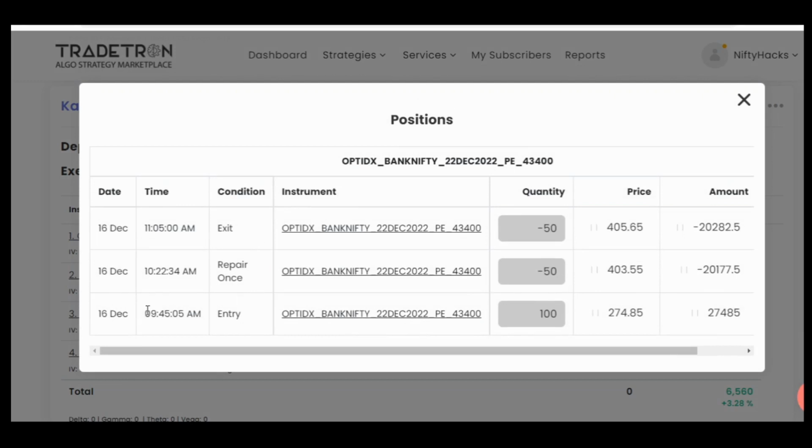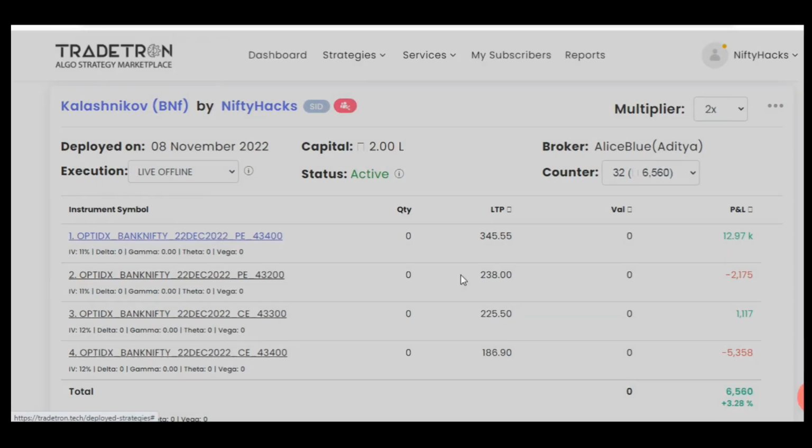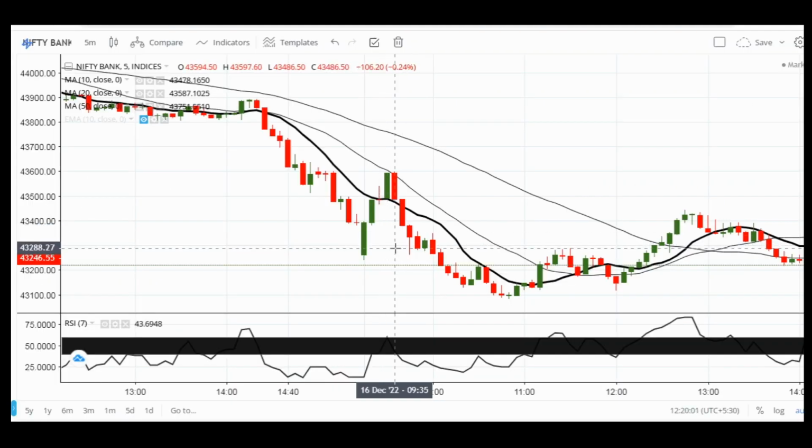So let's check the example of yesterday only. The first entry was at 9:45 am, where we bought 4 lots of put because the strategy is running at a 2x multiplier, so it bought 4 lots. Let's see whether at 9:45 the conditions were met or not. This is 16 December. As you can see on this candle, the close has crossed below all the moving averages, while RSI is also below the 40 level. After completion of this 9:40 candle, as soon as at 9:45 we broke the low of this candle, we entered the put trade.